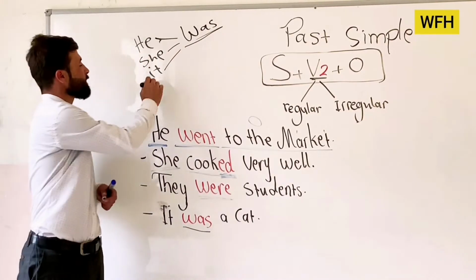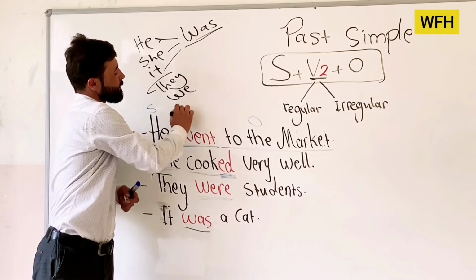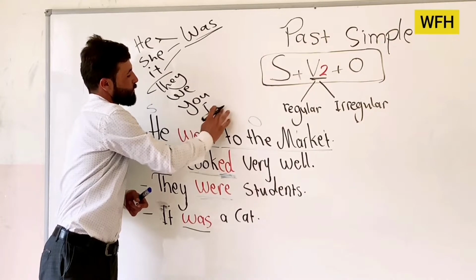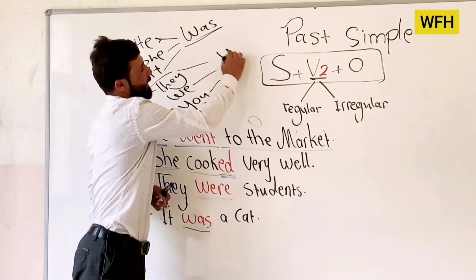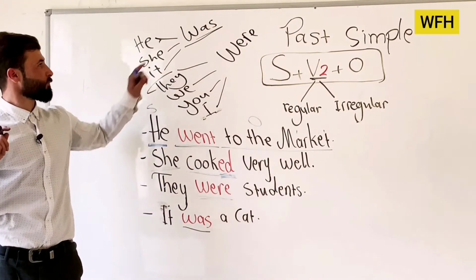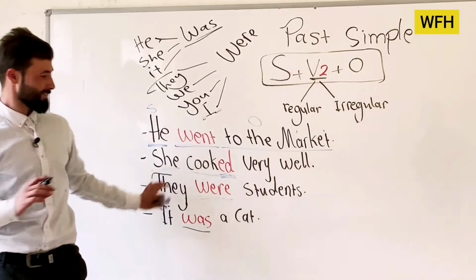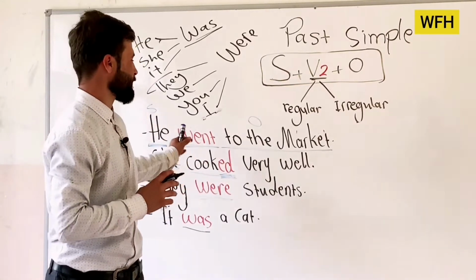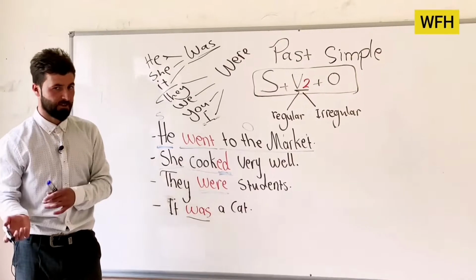But if you have they, we, you, and sometimes I, then you will need were. So be careful with that: was and were. Okay, now we are going to make these sentences into questions. So how can we make questions with these verbs and what do we need here?